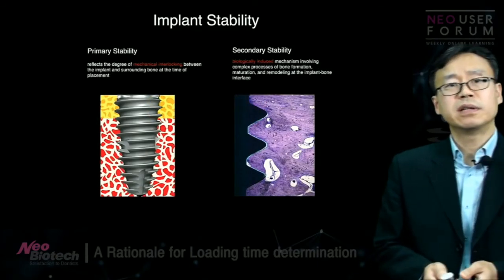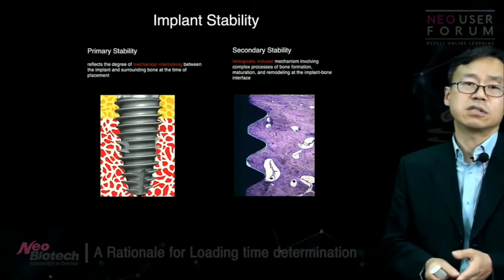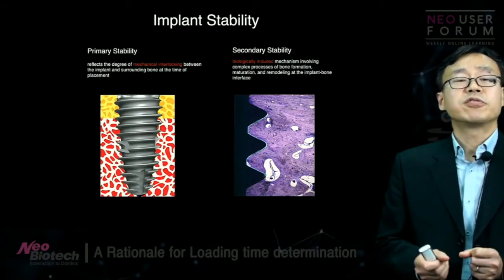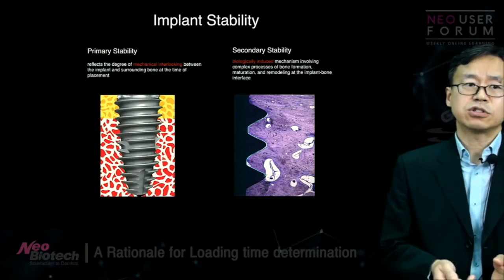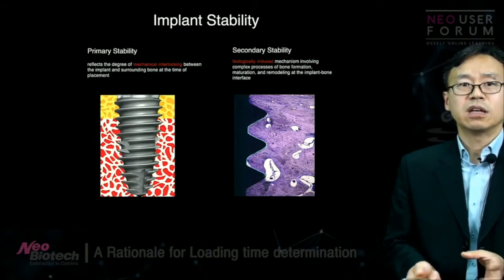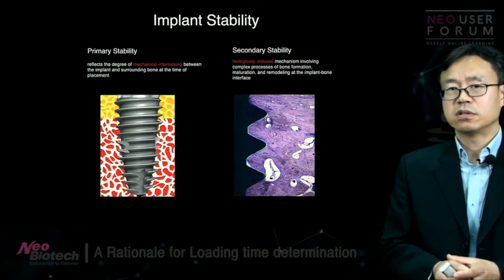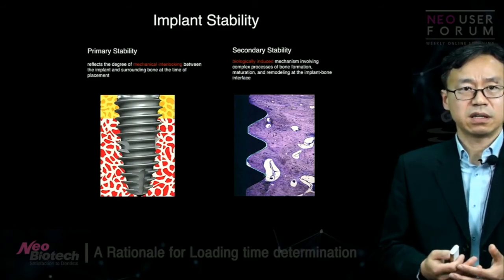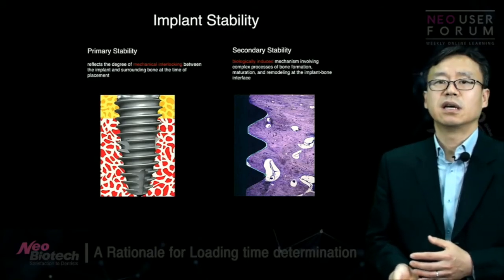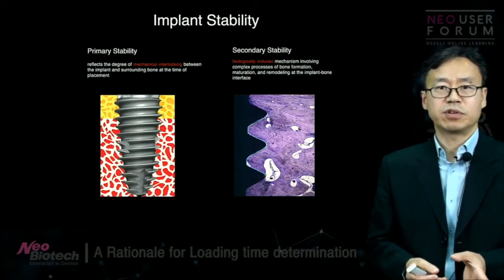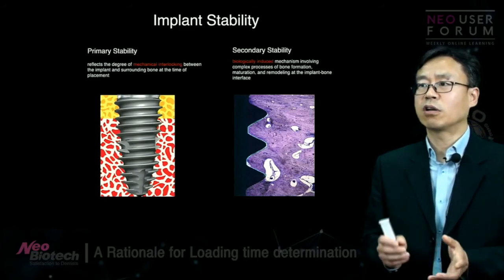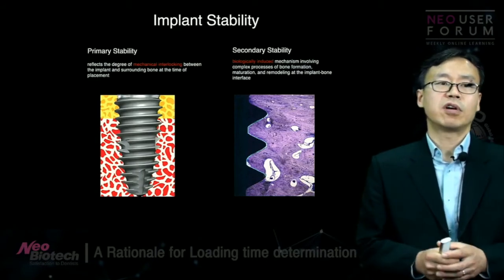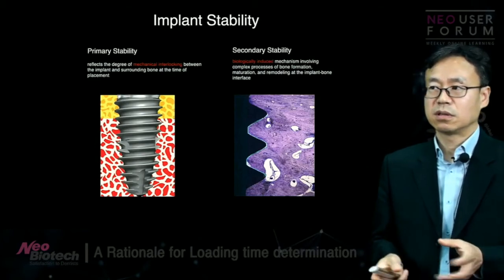There are two kinds of stability, primary and secondary stability. Primary stability is the one we get right after placing implants. This is pretty much mechanical interlocking between the fixture and the bone, so this is more of a macrostructure stability. And secondary stability is what we get over time after placing implants. So this is more of a biological stability, something we get from new bone formation and the bone remodeling process.